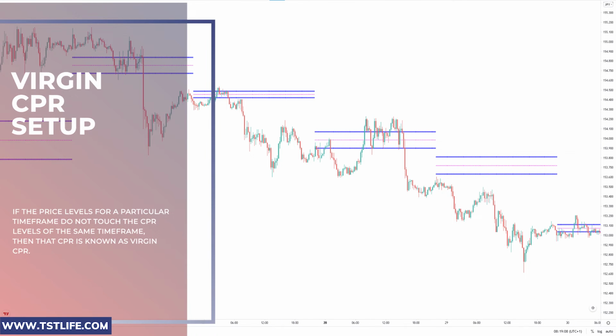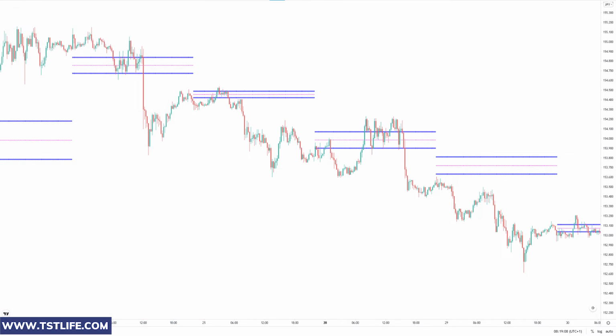If the price levels for a particular time frame do not touch the CPR levels of the same time frame, then that range is known as virgin CPR. Based on statistics, there's up to a 40% chance that the price would not touch the virgin CPR for a given day, which is why it could be used as a very strong support and resistance level.